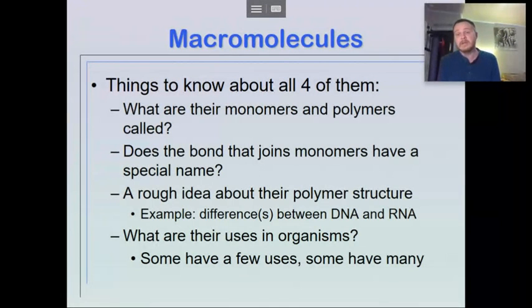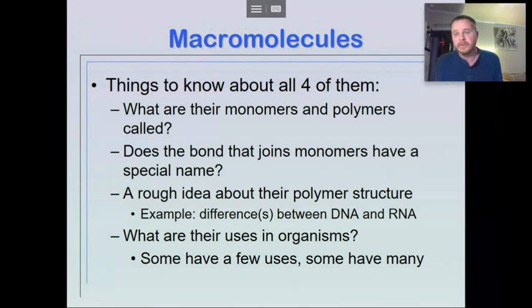Does the bond that connects them have a special name? Most of them do. Have an idea. Most of the time, we're most interested in the polymers. What are some examples of polymers? What are some uses many of the polymers have? A rough idea of their structure.